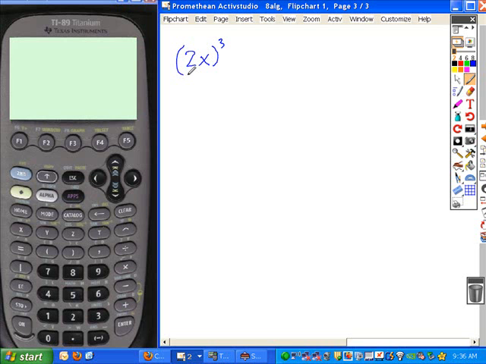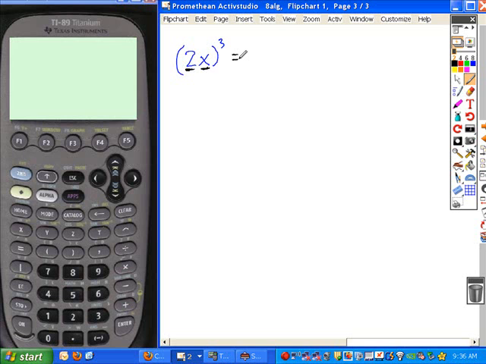So if I have this product, now our base isn't just a single term. Our base isn't just a single number. It's a product of two factors. It has a 2 and an x. It's 2 times x that is our base. So when you look to apply a power to a product, that power is going to apply to each individual product.